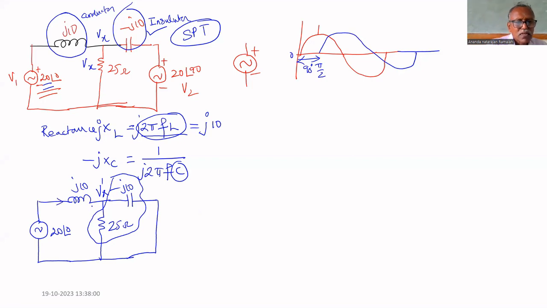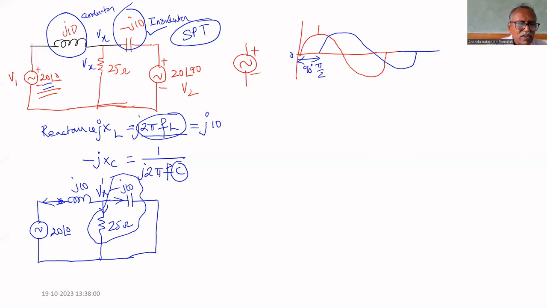Let us assume that all are outgoing currents. Anyway, you can assume all are outgoing currents. We are assuming this only to write the equation. If it is wrong, it will give a negative result. That's all, why should we worry? So all are outgoing currents.